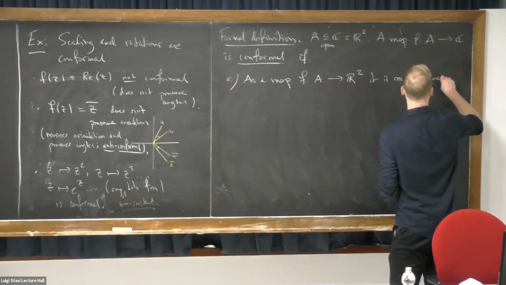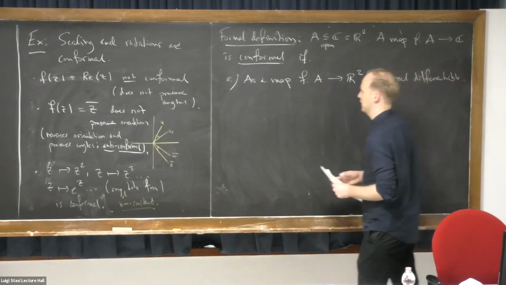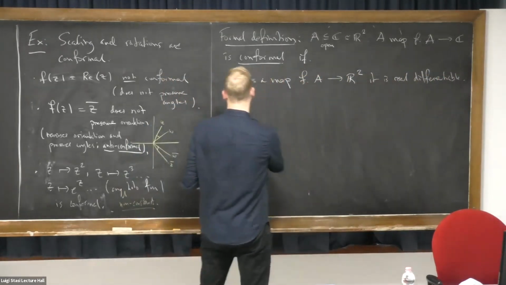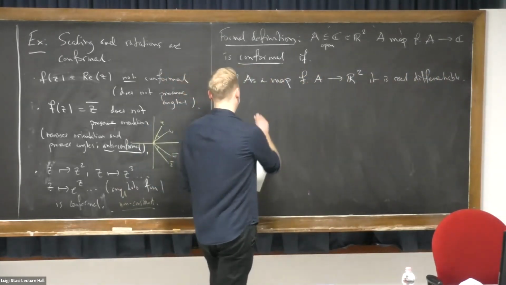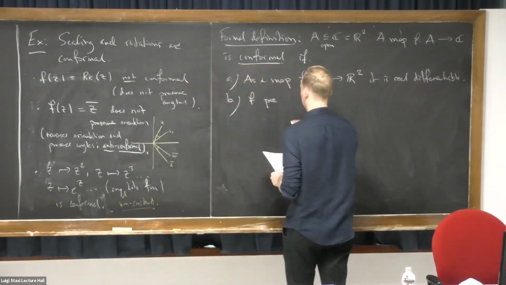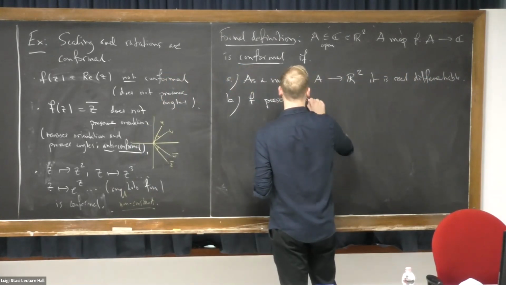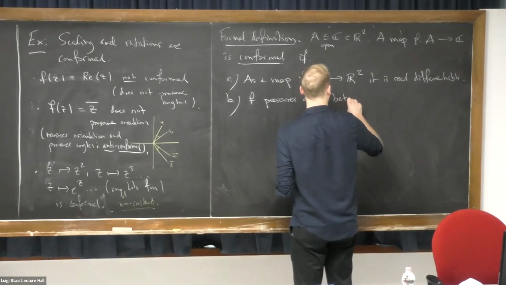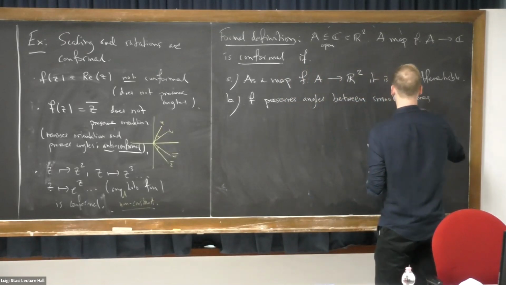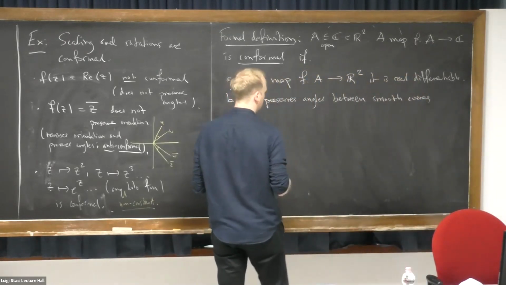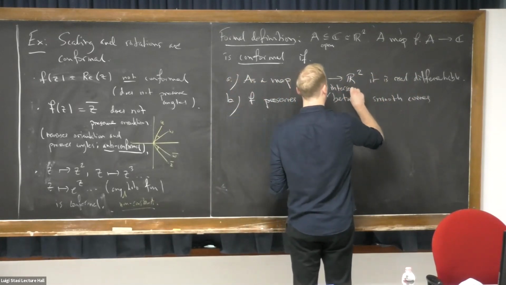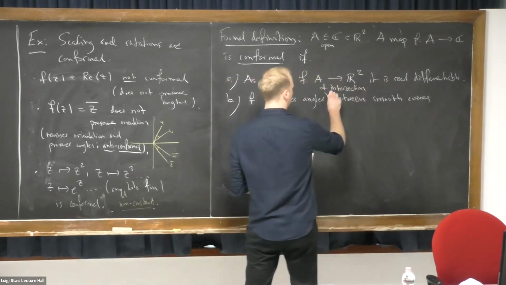And again, being real differentiable means that this Jacobian matrix exists at every point in this open set A. B, F preserves angles. But now I will make more precise what it means. So F preserves angles of intersection between smooth curves.